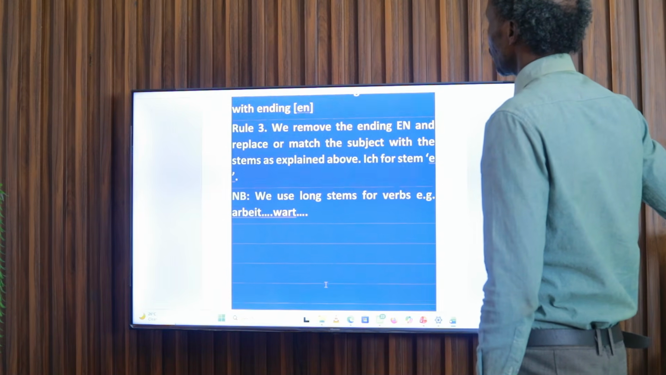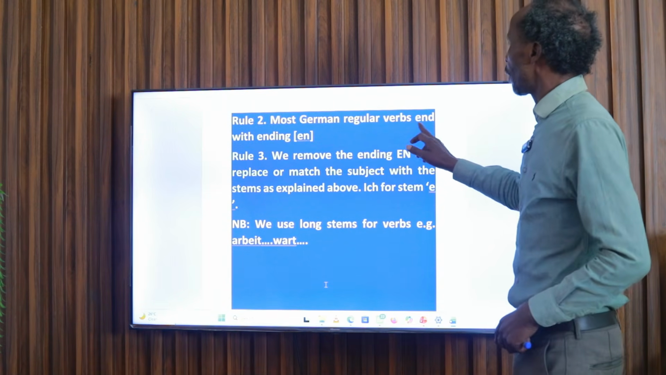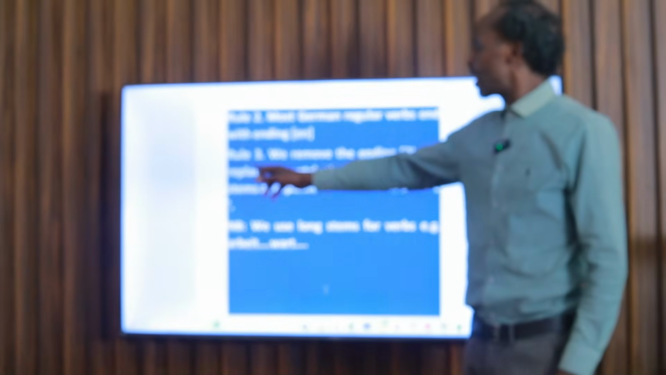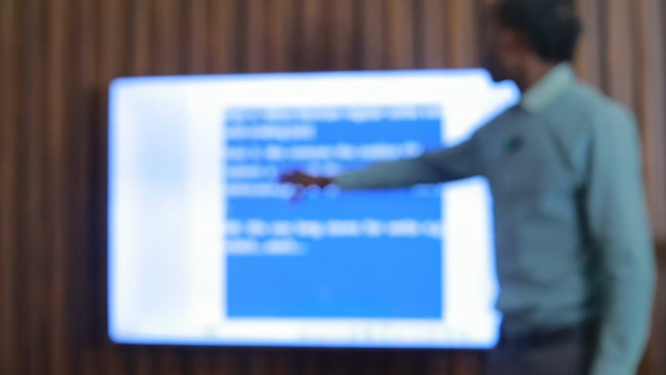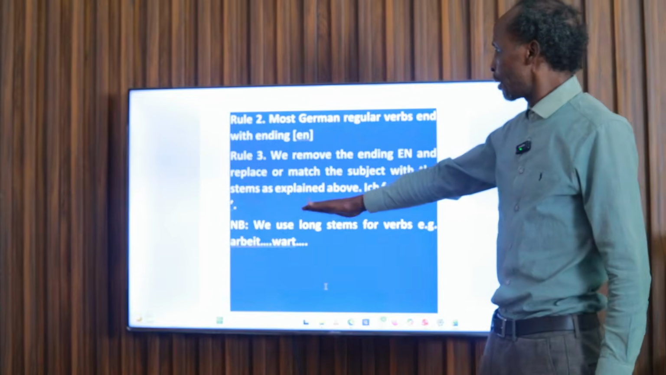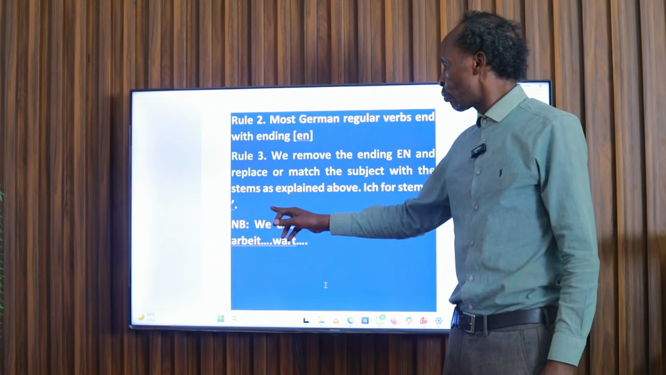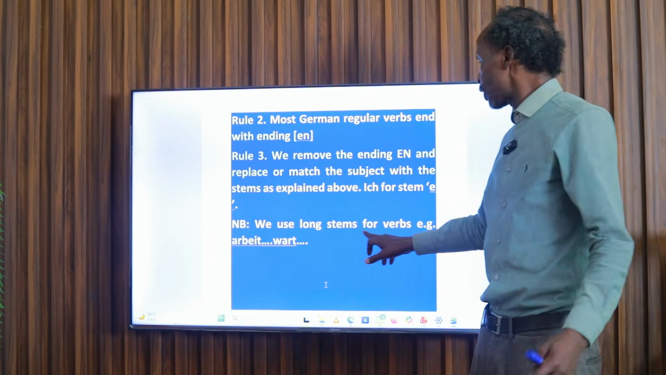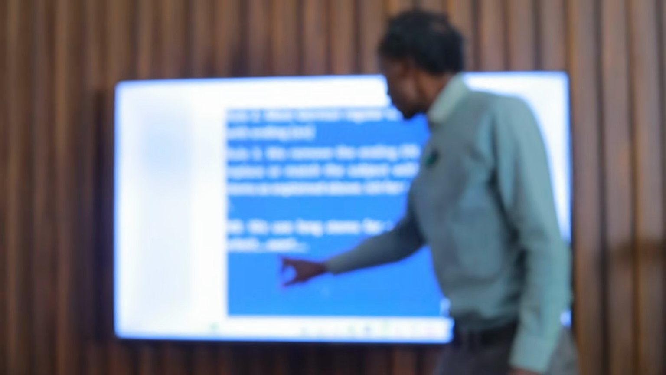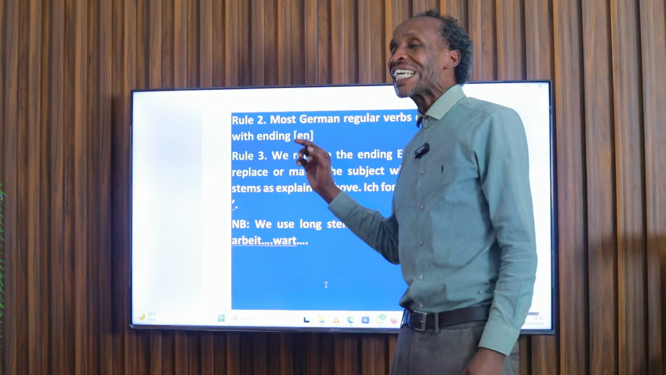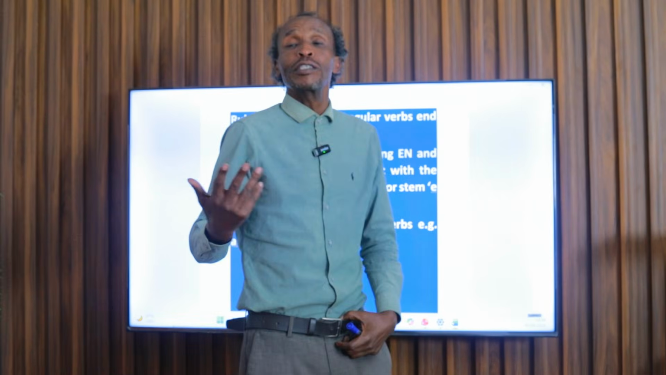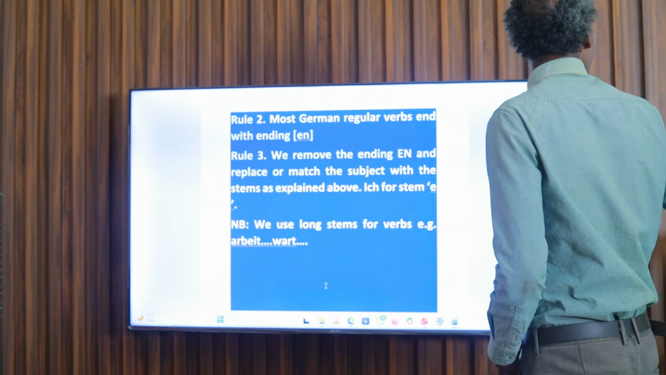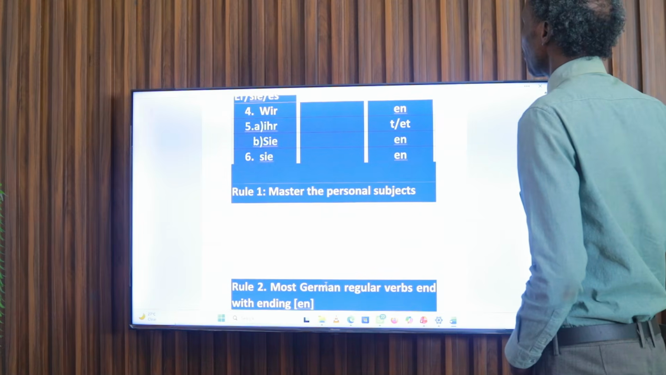You have to use this by saying, the first is most German regular verbs end with en, and rule number 3 says, remove the ending en and replace it to match the subject with the stems. And be cautious that we use long stems for verbs like arbeiten and baden, which have T and D. Once you remove the en and you are left with one ending in D or T, that is when we apply the long stem. The long stems you saw, I will show you as the final part of what I'm saying, that the long stems apply here.